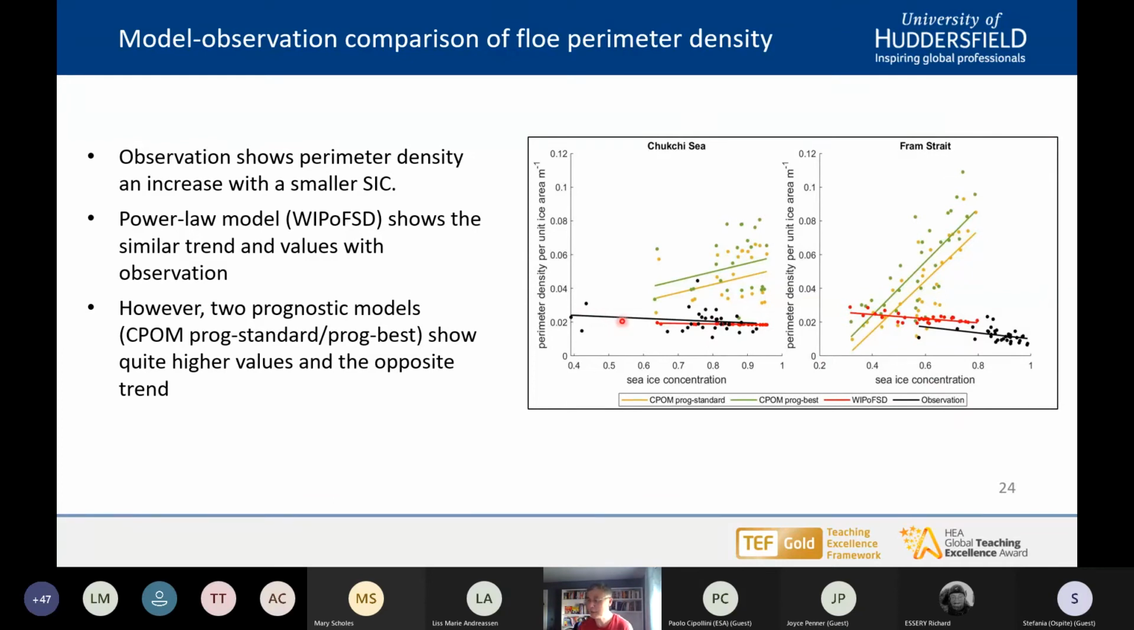What this indicates is that the observation shows the perimeter density of the ice floes increases with smaller ice concentration. I think that makes sense, because at a smaller ice concentration we might expect to see more small ice floes. The red dots and red lines indicate the result from the power law model, which is similar to the observation. This also makes sense because the power law model adopts the power from the observation. However, a little surprisingly, the prognostic model shows the opposite trend and very different values. This is currently under investigation.